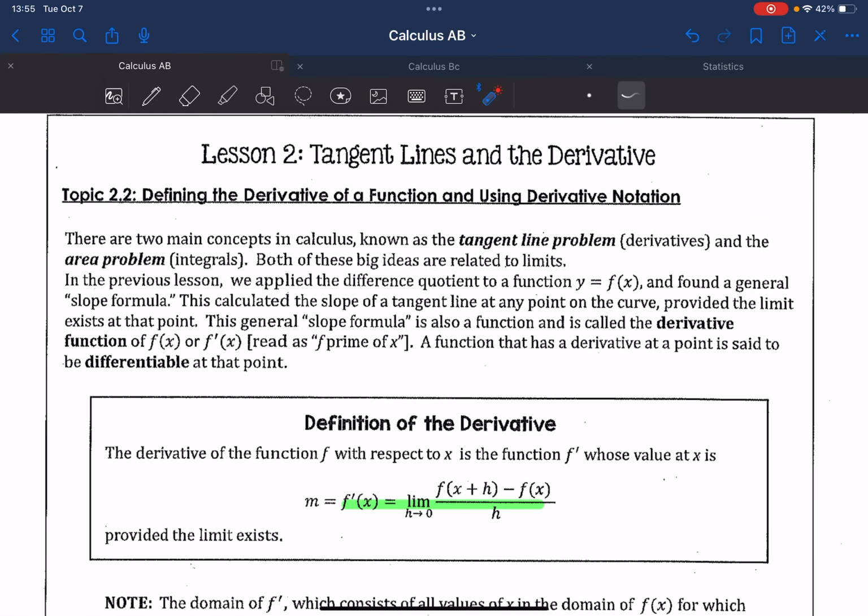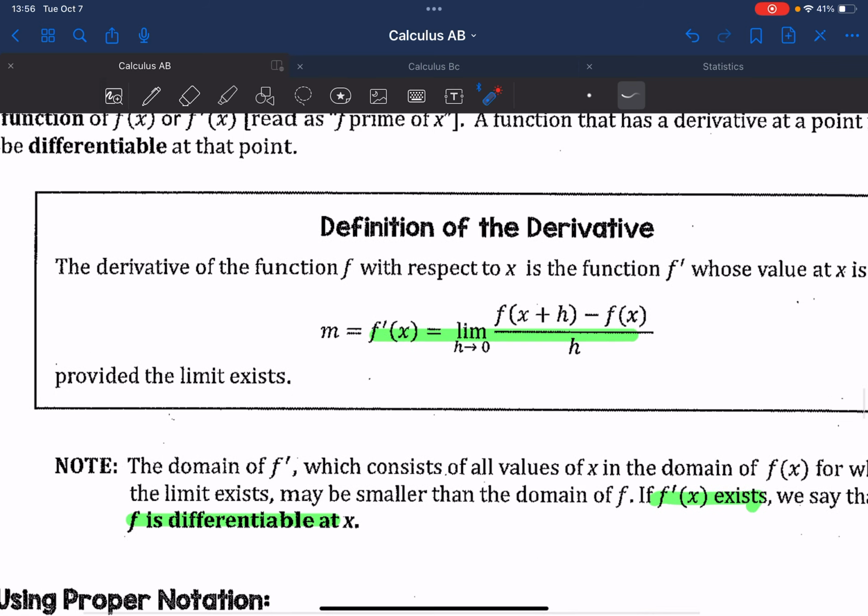This is notes 2.2, tangent lines in the derivative. So in the prior notes, every time we saw that f of x plus h minus f of x over h, I always called this the definition of a derivative, okay? But one thing I did forget to mention is the limit part.